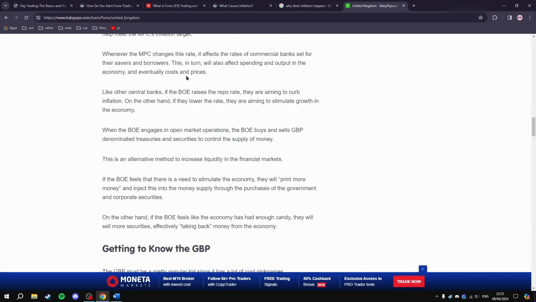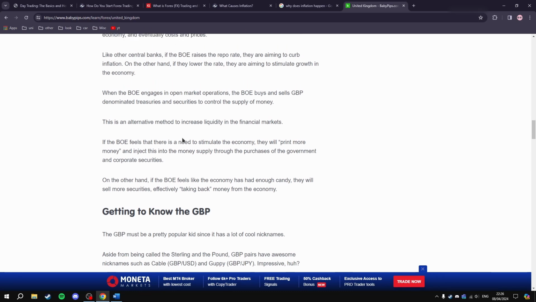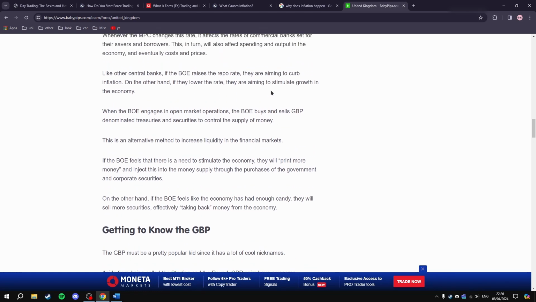Whenever the Monetary Policy Committee changes its rates, it affects the rates commercial banks set for their savers and borrowers. This in turn will also affect the spending and output in the economy and eventually costs and prices. Like other central banks, if the Bank of England raises the repo rate, they are aiming to curb inflation. On the other hand, if they lower the rates, they are aiming to stimulate growth in the economy.